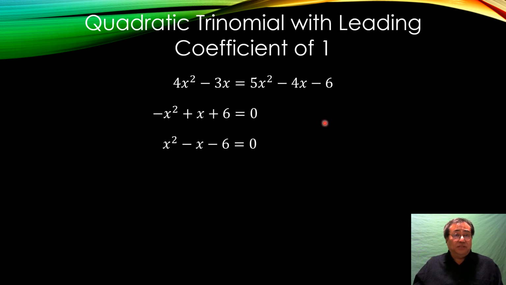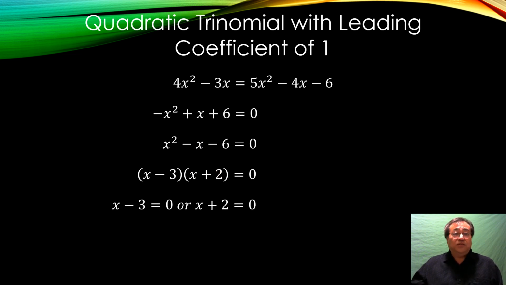Now we can factor it. So here we're going to look at the factors of 6 or negative 6 that combine to make negative 1. That's right. It's x minus 3 and x plus 2, right? Negative 3 times 2 is negative 6. Negative 3 plus 2 is negative 1. That's it. Set each factor equal to 0, and you have a solution. x equals 3 or x equals negative 2. There we go. That's it.